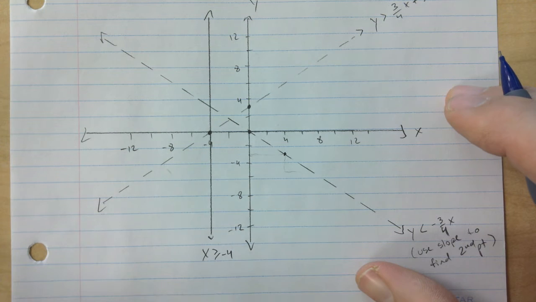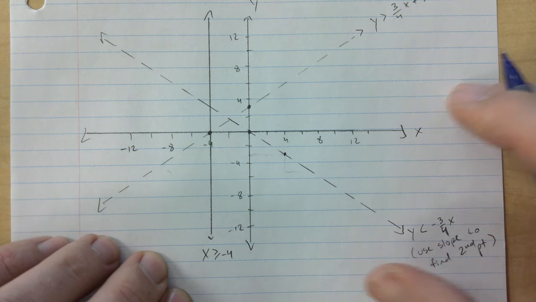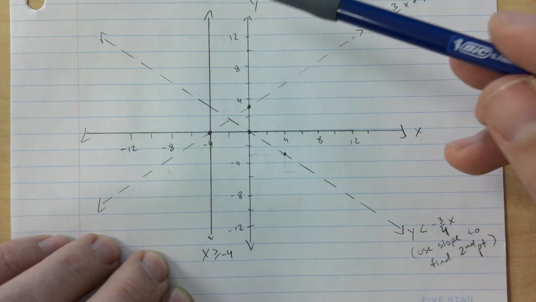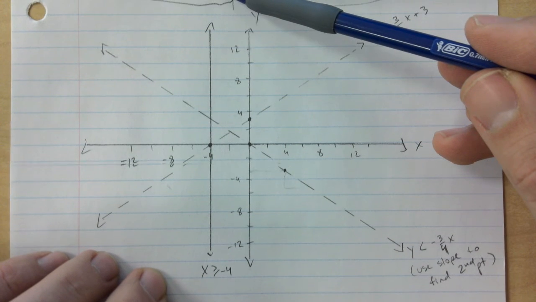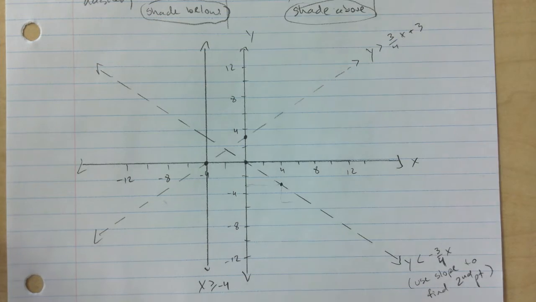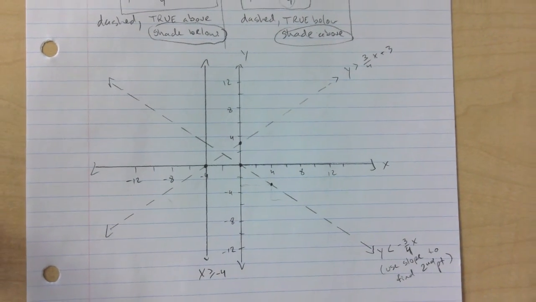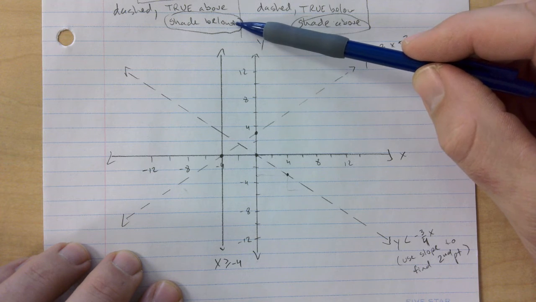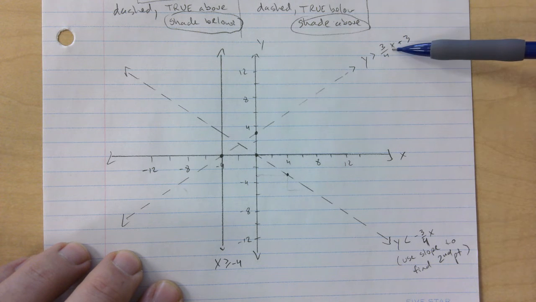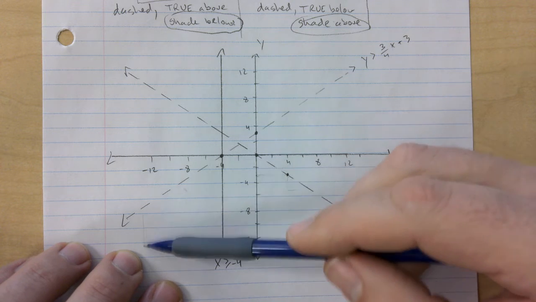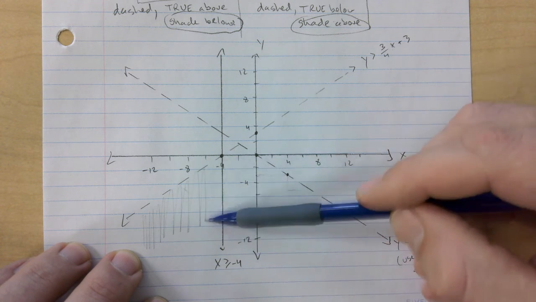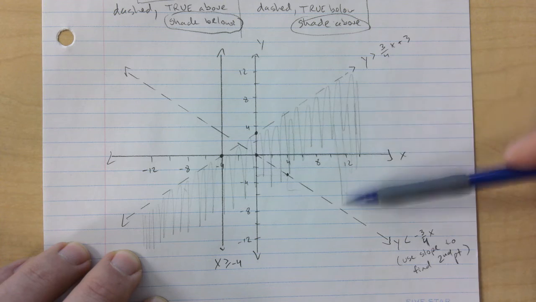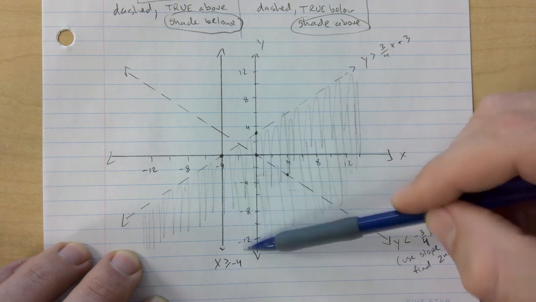Okay, so now the puzzle is coming together. Let's shade one at a time. The first one asks us to shade below. I'm going to zoom out a bit so you can see the whole thing. The first one is asking us to shade below, which was this one right here. So we're going to take our pencil and do that. Everything below it is out of the question now.